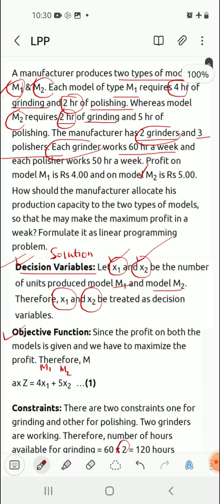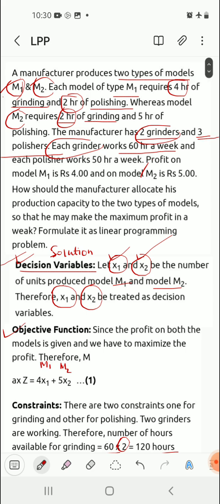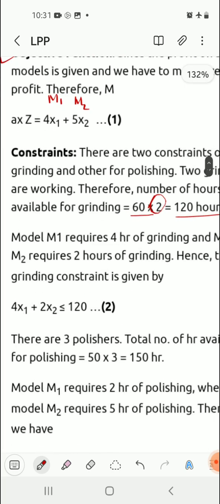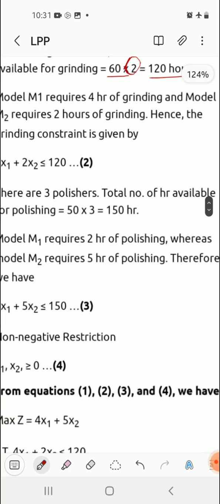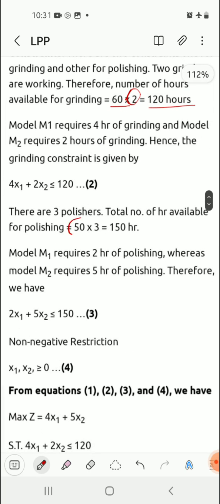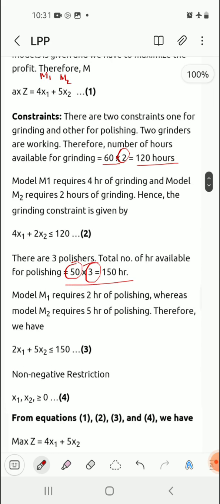The second constraint is that he has three polishers, and each polisher works for 50 hours a week. It is stated that there are 50 working hours and the number of polishers is 3, so 50 times 3 is 150 hours. That means the total working hours for the grinders are 120 and for the polishers are 150.